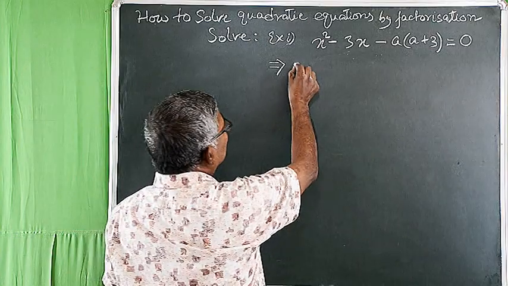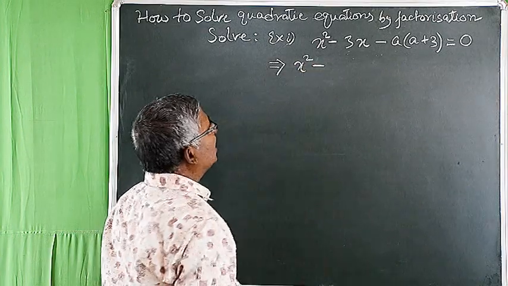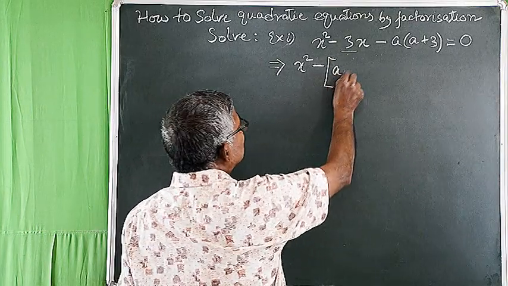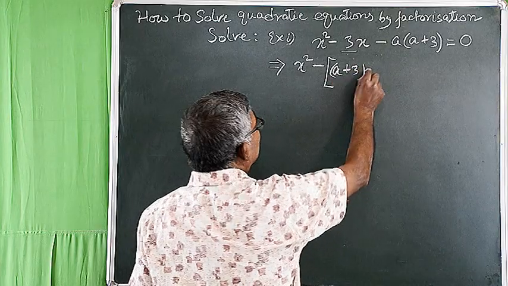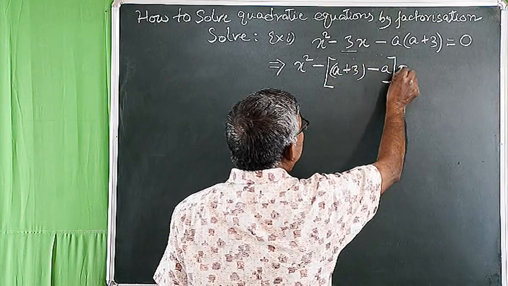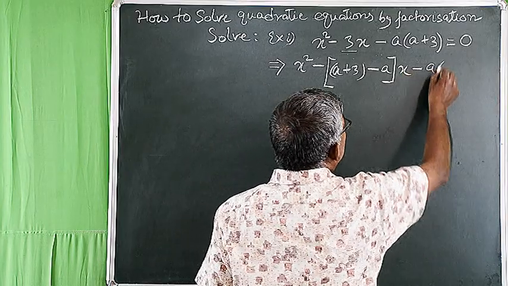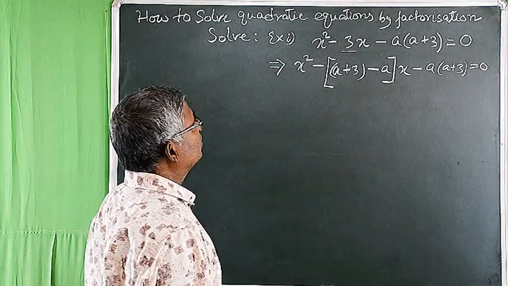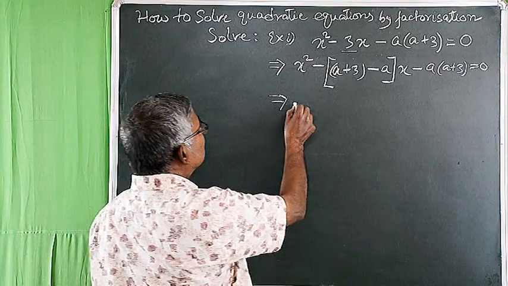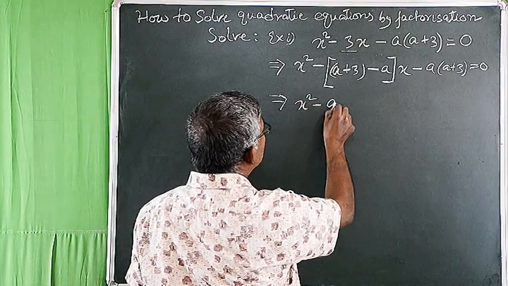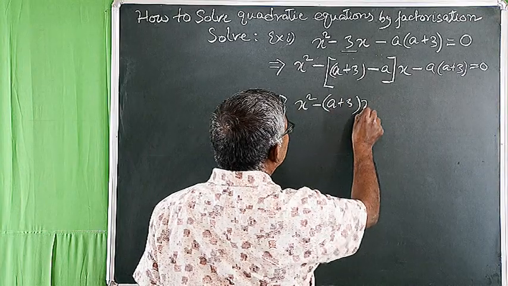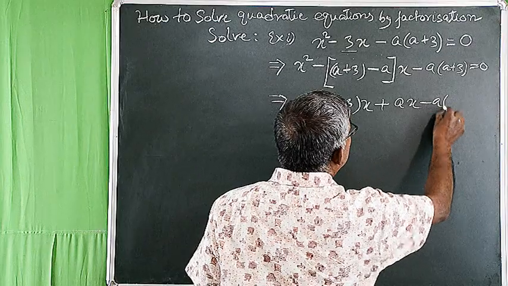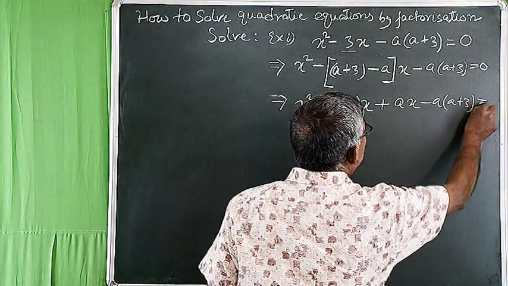This implies that x square, now we are expanding the middle term, so this can be written as a plus 3 minus a into x minus a into a plus 3 equal to 0. This implies that x square minus a plus 3 x plus ax minus a into a plus 3 equal to 0.